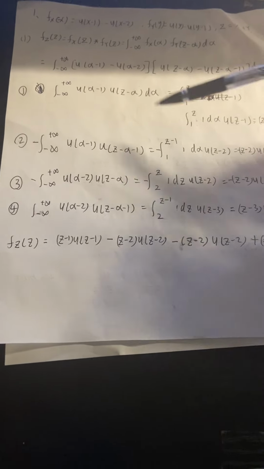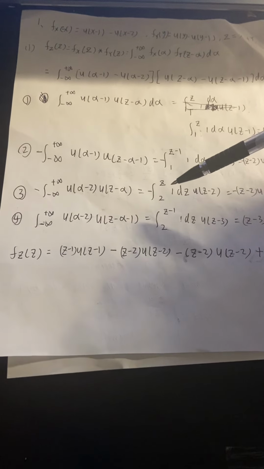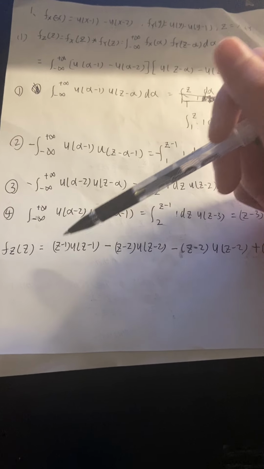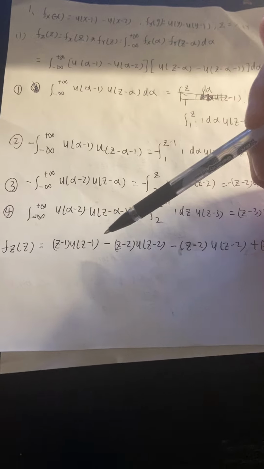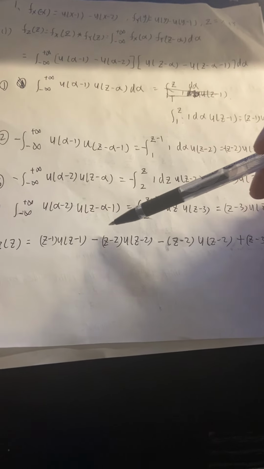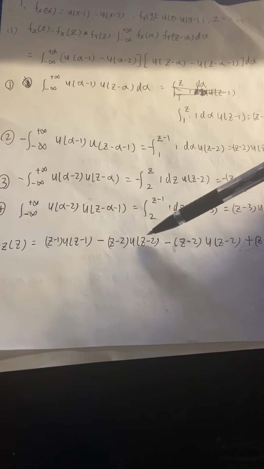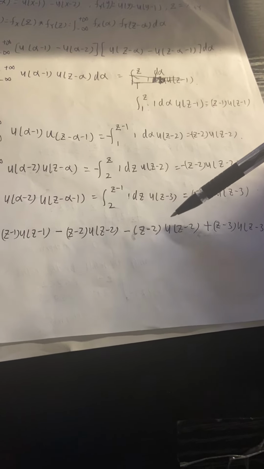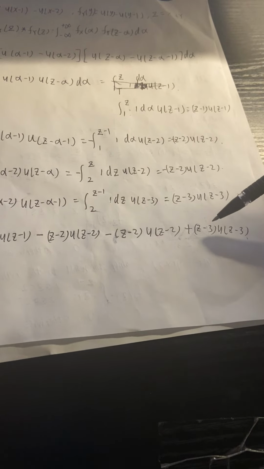So we can add these 4 terms together and get our density function of Z, and it will be (z-1)u(z-1) minus (z-2)u(z-2) minus (z-2)u(z-2) plus (z-3)u(z-3).